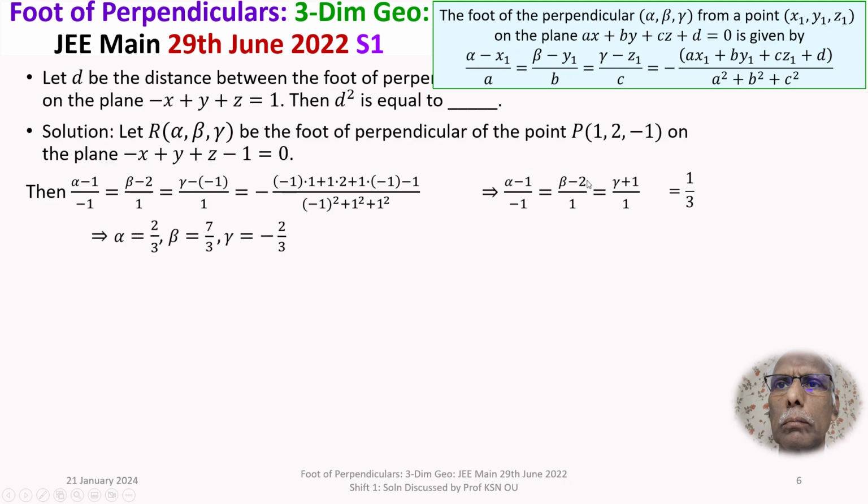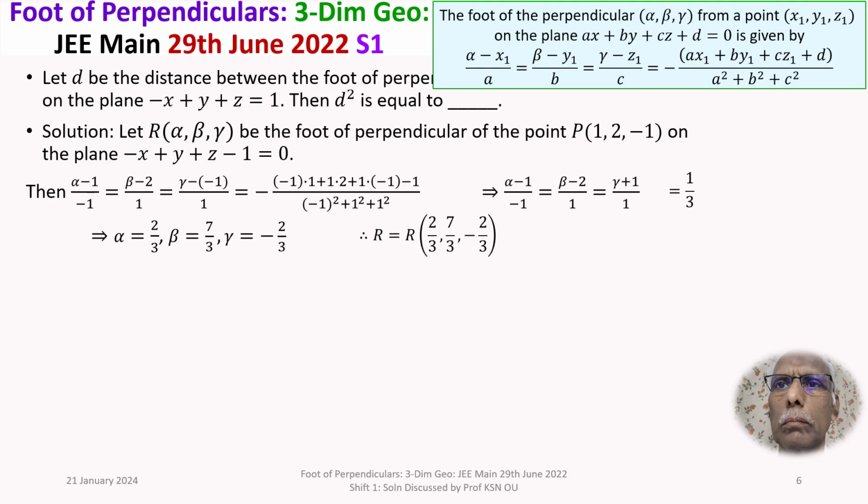In a similar fashion, beta is 7 by 3 and gamma is minus 2 by 3. So the coordinates of R are alpha 2 by 3, beta 7 by 3, gamma minus 2 by 3. So that is the foot of the perpendicular from the point P on the given plane.